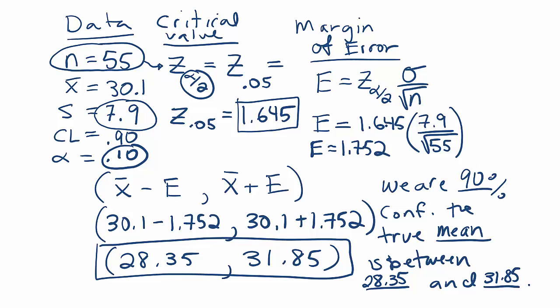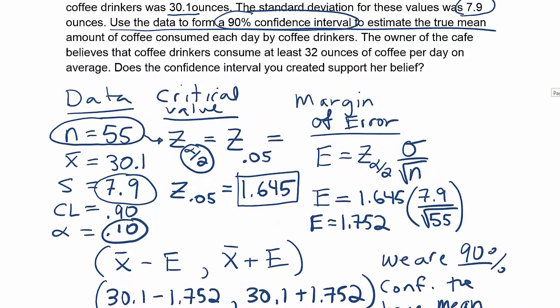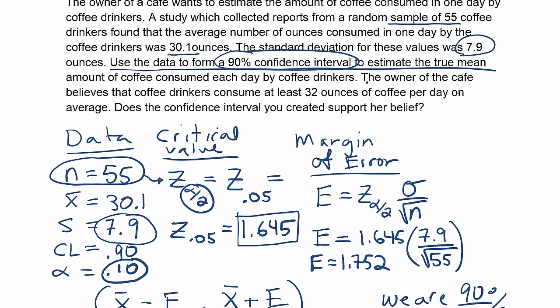Now, if you remember, the problem said that the owner of the cafe believed that coffee drinkers consume at least 32 ounces. So let's highlight that sentence there. It said that the owner believed that they consume at least 32 ounces of coffee per day. So does that sound credible here? Does it seem like that is true based on the interval? So the question they're asking is, does the confidence interval you created support her statement?